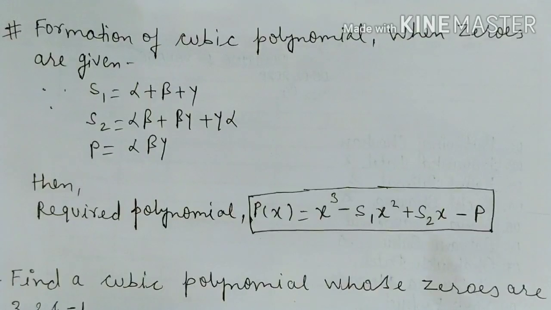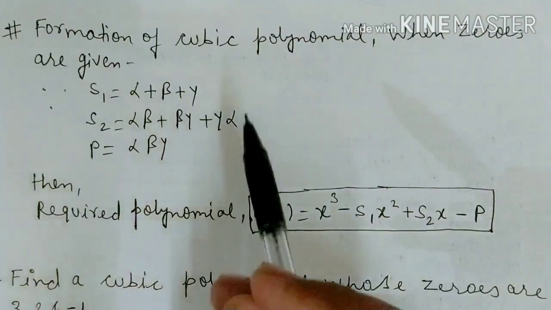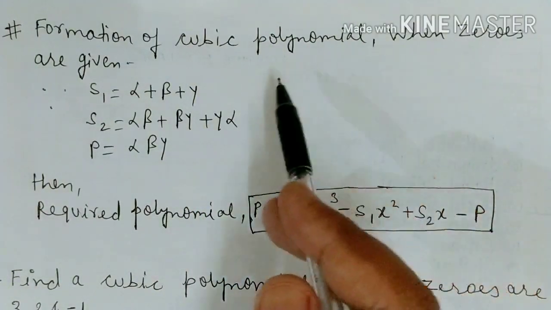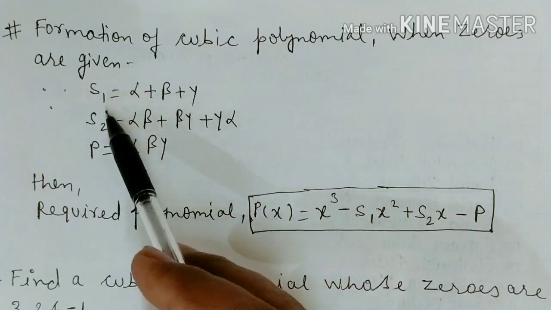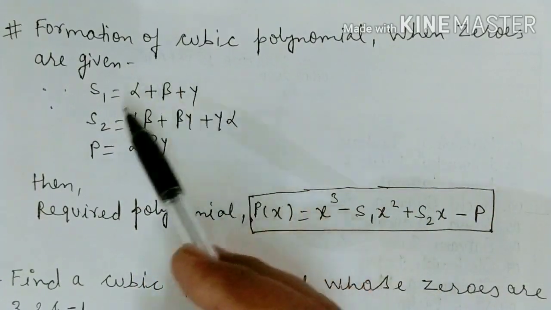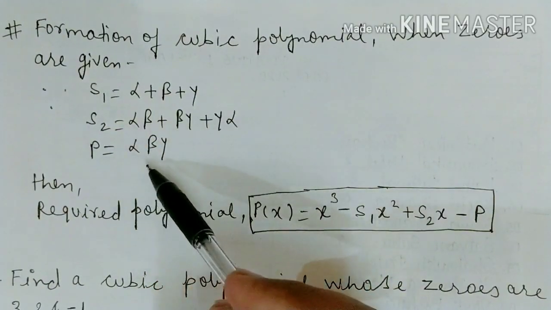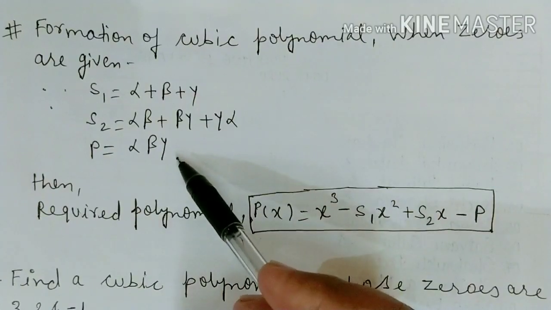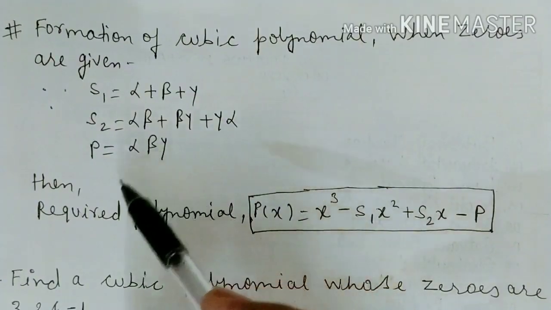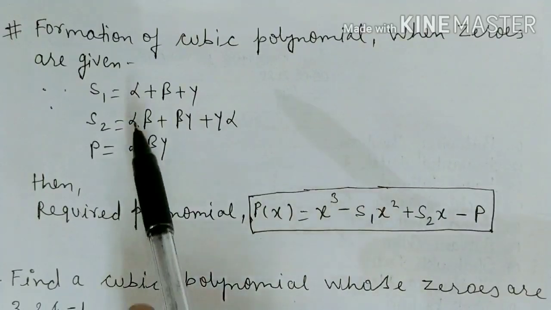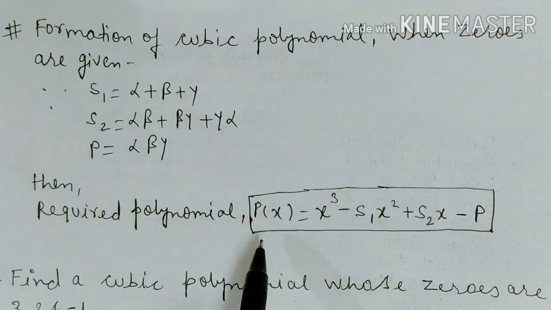As in a quadratic equation, if the product of zeros or sum of zeros is given, you can directly form the quadratic polynomial. A direct formula is given. Here also a formula is given if the zeros are given. In the cubic polynomial, if the zeros are given, we know that S1 is equal to alpha plus beta plus gamma. S2 is equal to alpha beta plus beta gamma plus gamma alpha. P is equal to alpha into beta into gamma. So if you wish to find the cubic polynomial, you will find it by this formula.